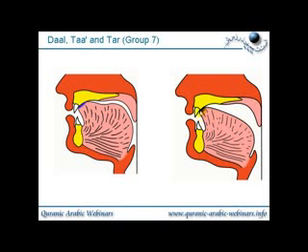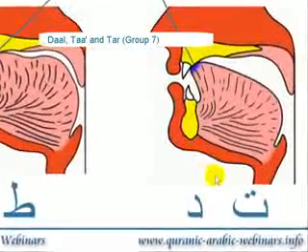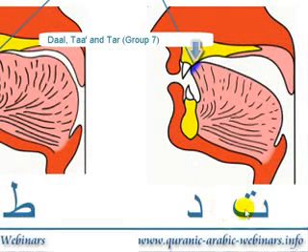Group 7 is where the front of the tongue meets the gum, and it's slightly on the front upper teeth as well. So going over your gums and your front teeth. Okay, so that's the very front hard palate, also known as the gums, and the front upper teeth. The letters that are said like this, 2 of them start in exactly the same way, i.e. the position of the tongue. So we have the letter ta, ta, and we have the letter dal, dal.